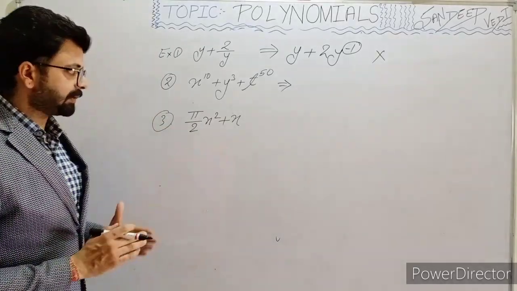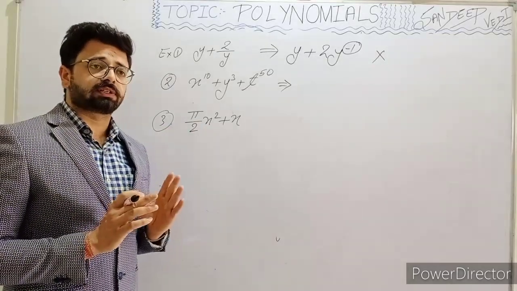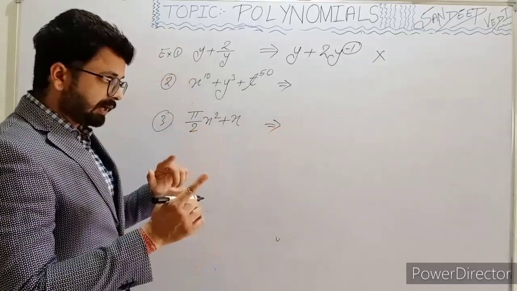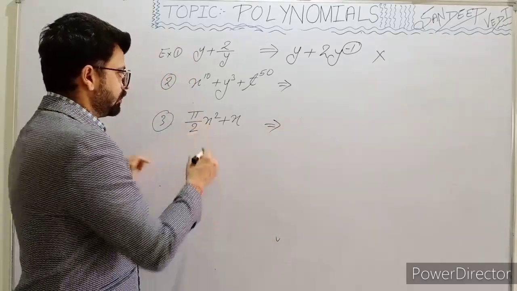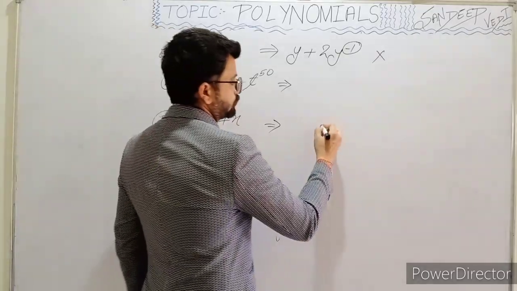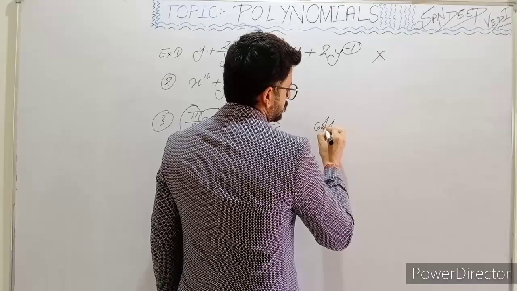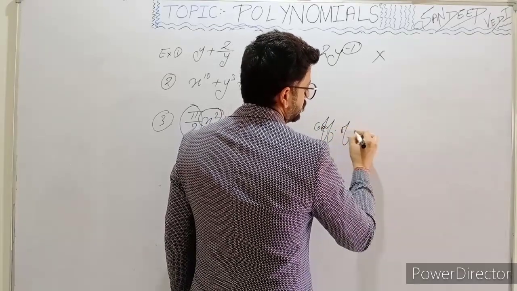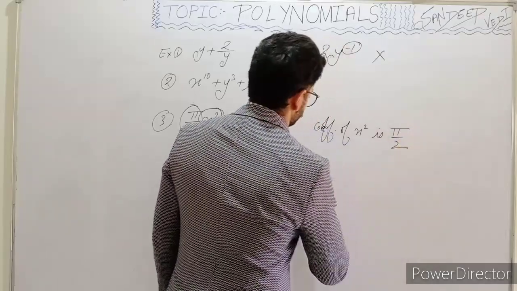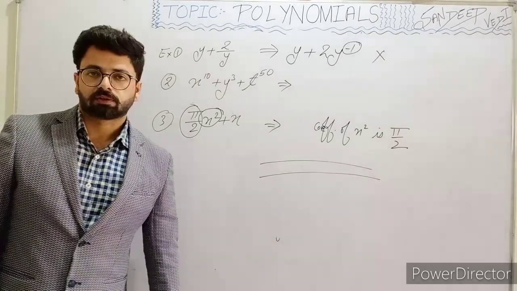Another: suppose I am asking what the coefficient of x square is. Coefficient means the multiple. So the multiple of x square: leave the x square, the remaining part of the product is pi by 2. The coefficient of x square is pi by 2. Okay guys, now you solve your exercise. All the best.